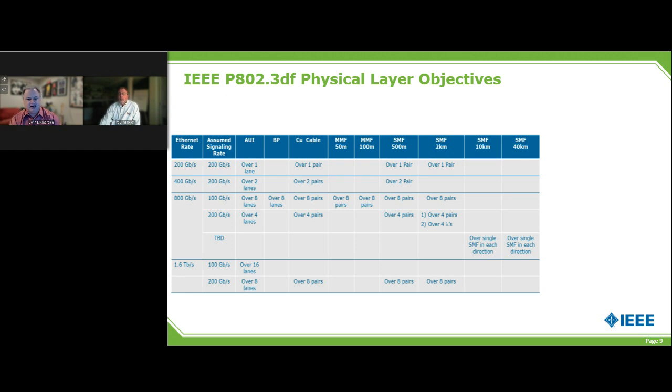And you'll notice a trend when you start to look at some of this stuff. If I look at the 500 meter single mode fiber, there are solutions based on 1 pair of fiber, 2 pair of fiber, 4 pair of fiber, 8 pair of fiber. And that's kind of how we got into this.